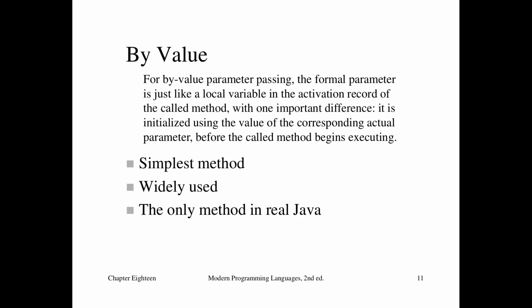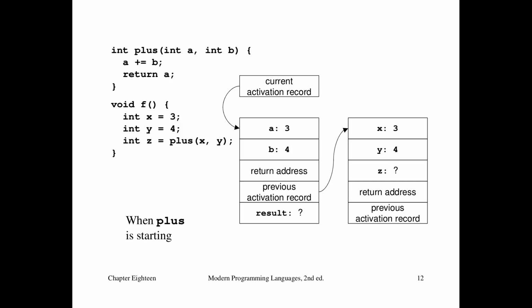The formal parameter is considered a local variable in the activation record of the called method, with one minor difference: it's initialized using the value of the corresponding actual parameter. So we initialize this local variable with whatever the evaluation of the actual parameter became, prior to the called method executing. It's pretty simple to understand, at least in my opinion.